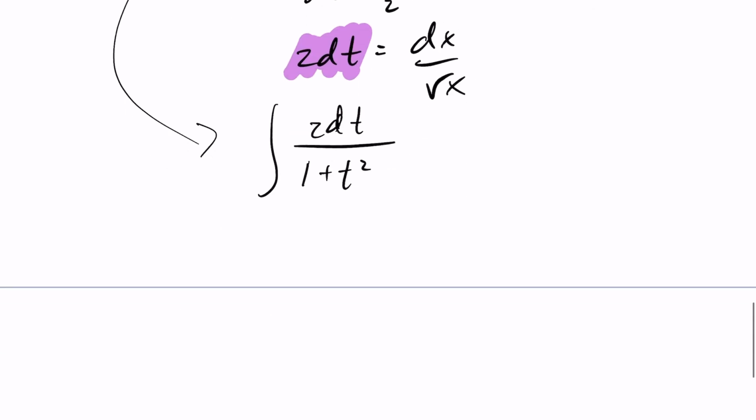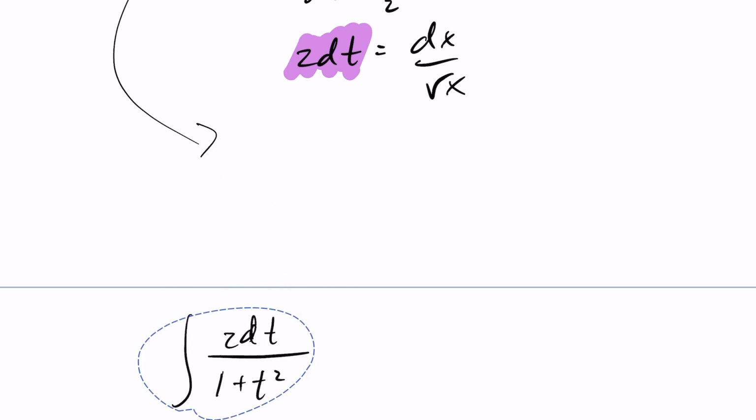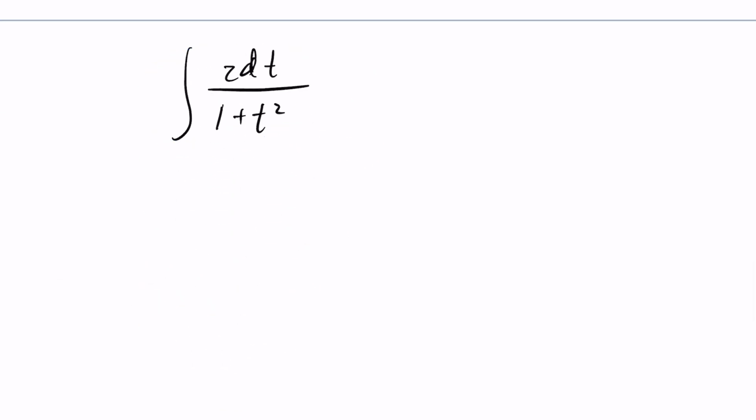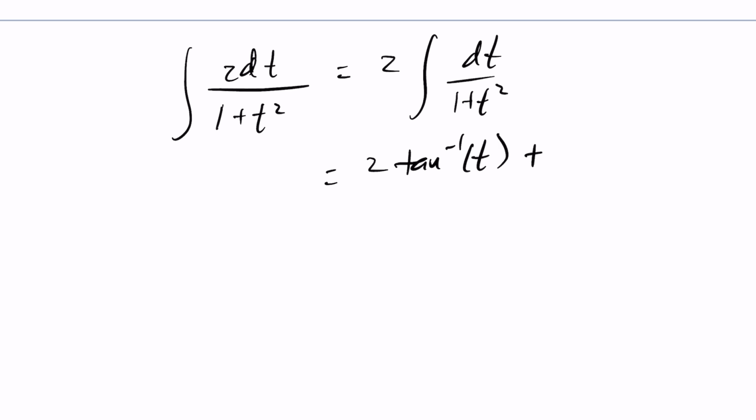So now if we take a look here, we're taking the integral of 2 dt over 1 plus t squared. I can pop that 2 out. We now have the integral of dt over 1 plus t squared. But we know that's exactly equal to the tan inverse of t plus some constant value k. And in this case, I know that t is equal to the root of x plus k.